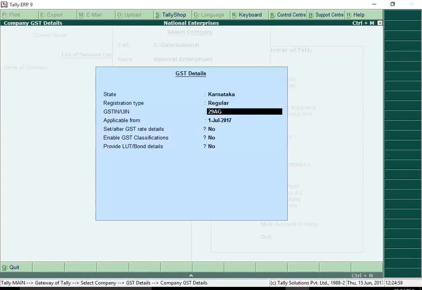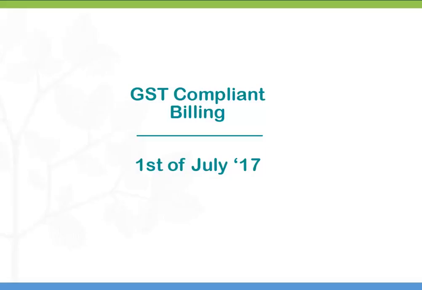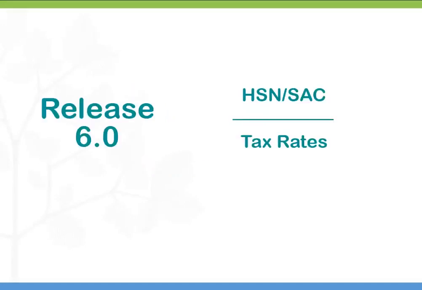One of the first things to do is recording your company's GSTIN number. Let's take a look at how to begin GST compliant billing from July 1st. Release 6.0 provides you an easy way to specify HSN or SAC codes and tax rates on a single screen.